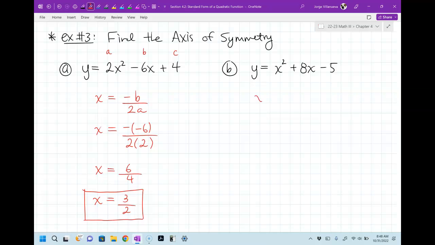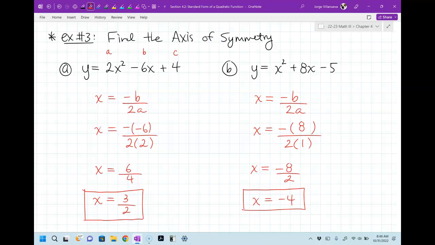So x equals negative b over 2 times a. So what's my b value? 8, thank you. Over 2 times a. What's a? A 1. Yeah, if you don't see it, you want to put a 1 there, right? So this is x equal to negative 8 over 2, which is negative 4. And there you go. So there's your axis of symmetry.